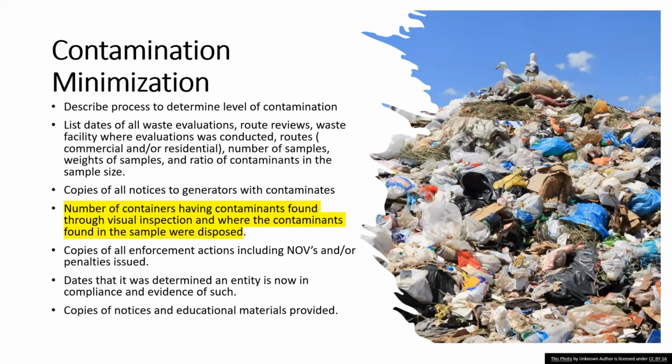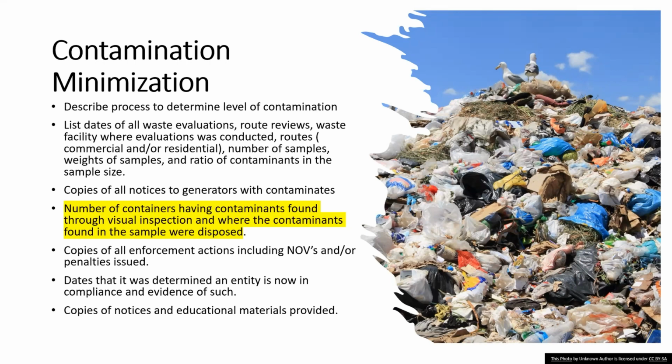Contamination. CalRecycle wants to know what you're doing to try to minimize contamination so that recyclables aren't going into the trash and organics aren't in the trash can. One of the ways to do that is through waste evaluations or route reviews. You'll need to list if you're doing that or not. If you do a waste evaluation at a facility, where was that conducted? You need copies of all notices to generators that have contaminated containers. That's both commercial and residential.